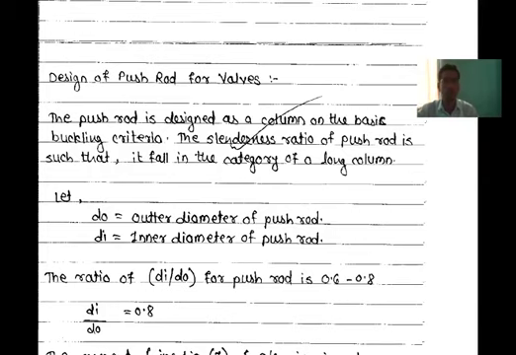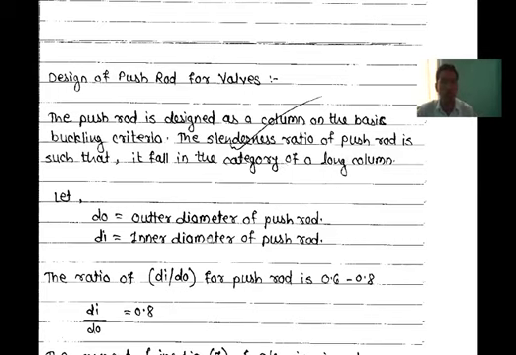Now today we will see the design of an important component of the IC engine, that is the design of push rod for valves. This is a very important component present in the IC engine. The push rod is designed as a column on the basis of buckling criteria. The ratio of the push rod is such that it falls in the category of long column.